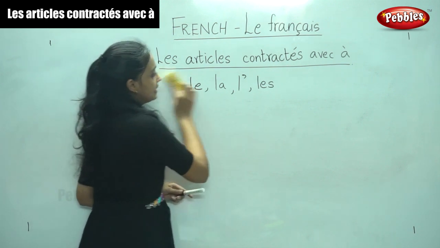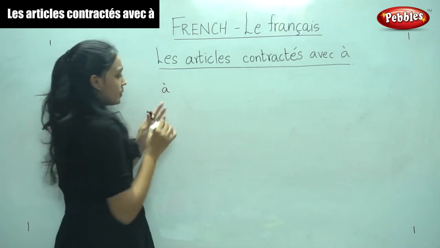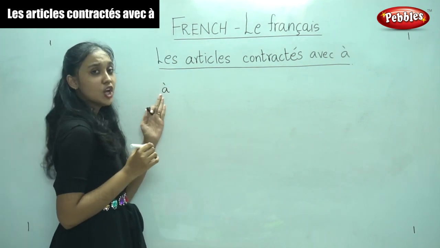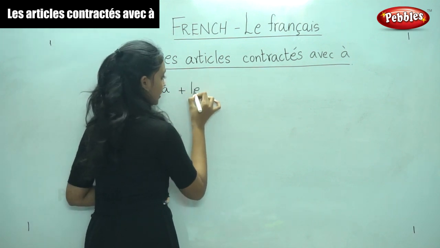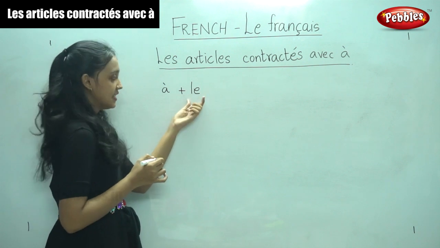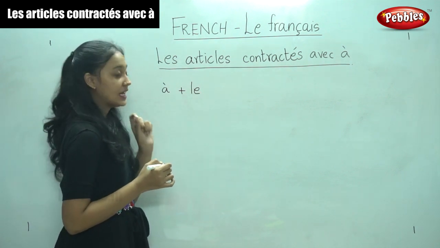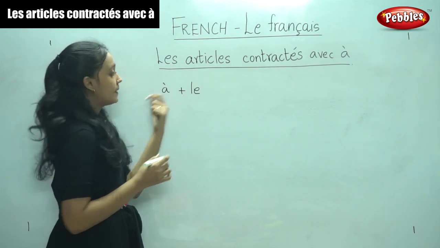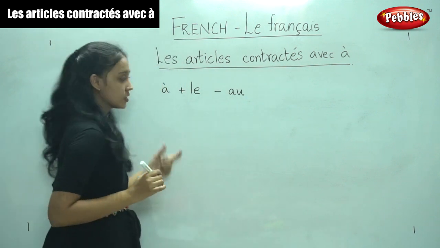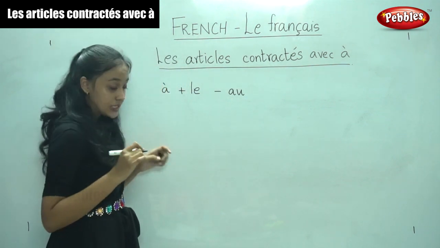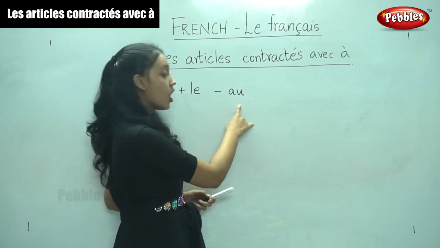So first, let us take, do you remember what à is? It is a preposition of place. Now, à, when you add it with le, which is the definite article that comes before a noun that is masculine singular. So, à plus le, we would write it as au. Okay, so kindly note this down. À plus le, we would write it as au.